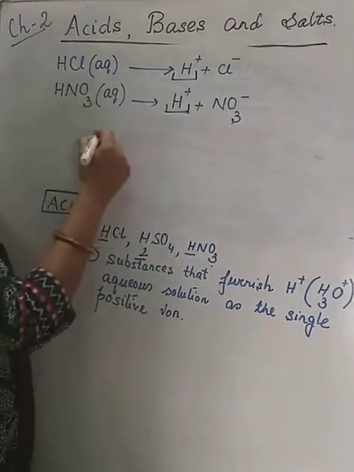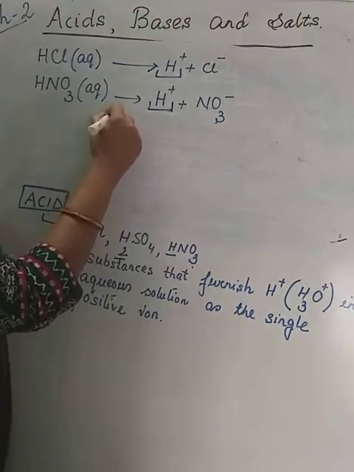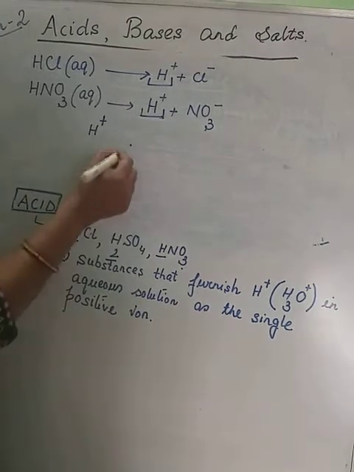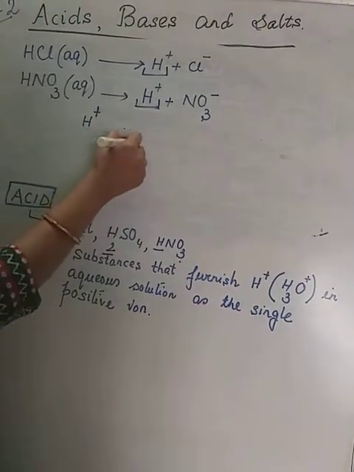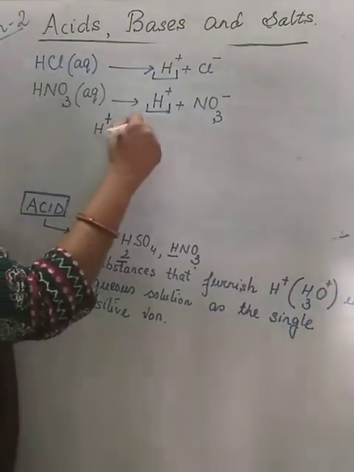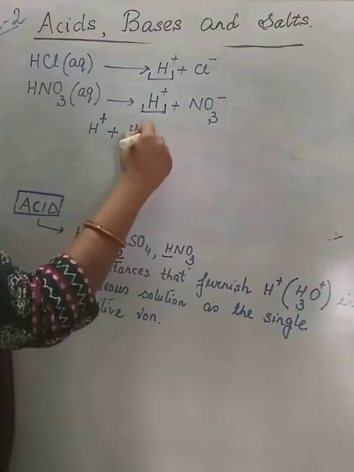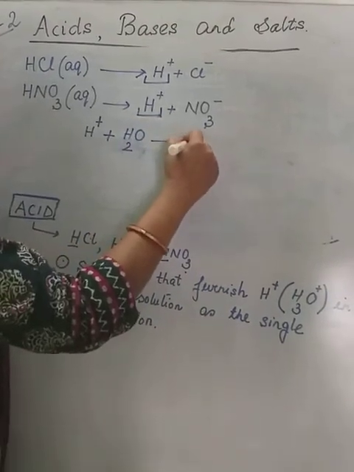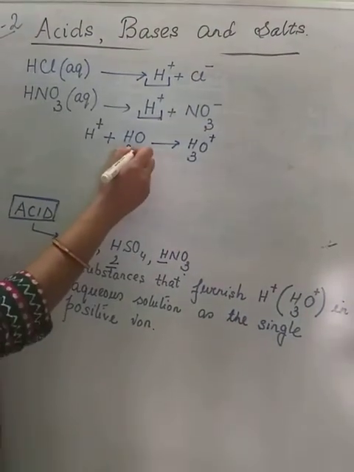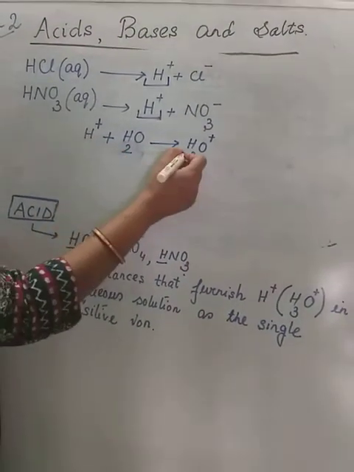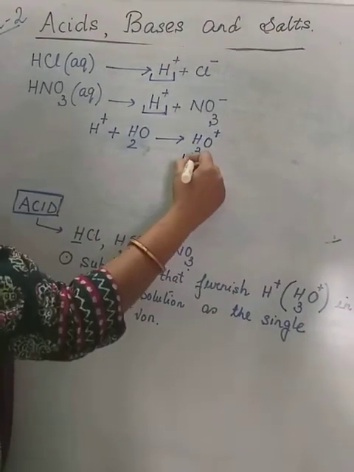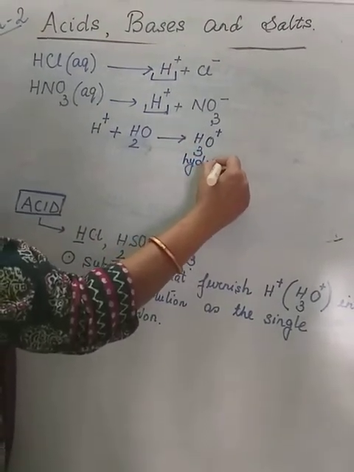Actually, in water, this H plus is not remaining alone. This small H plus is surrounded by the water molecule, and therefore this H plus is actually taken by water, called H3O plus. See, H2O and one more H. So it is H3O and this positive charge. This is called hydronium ion.